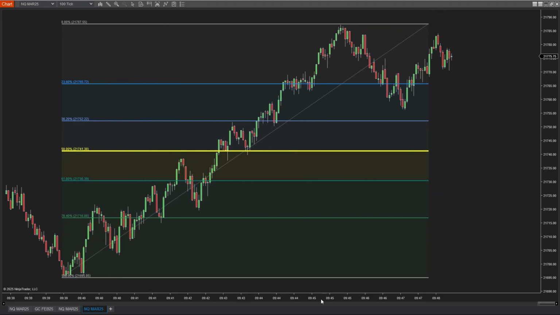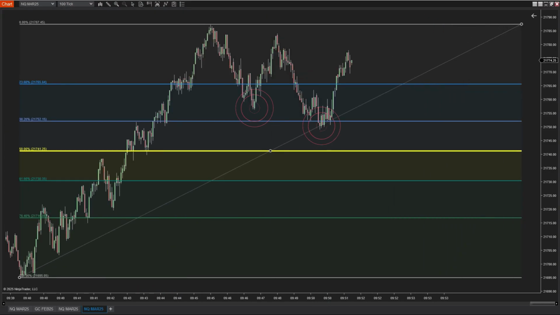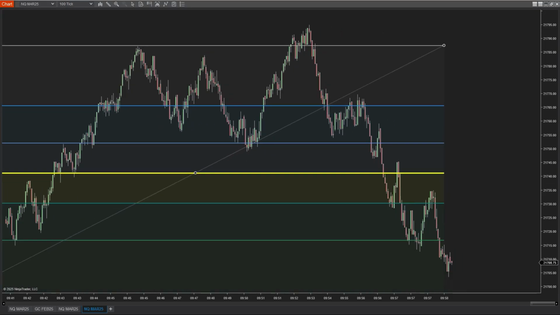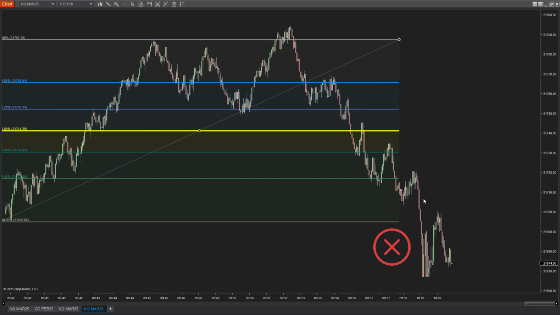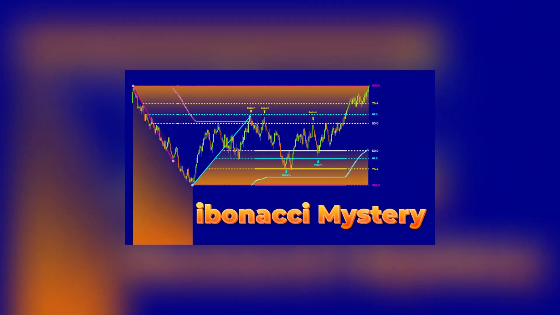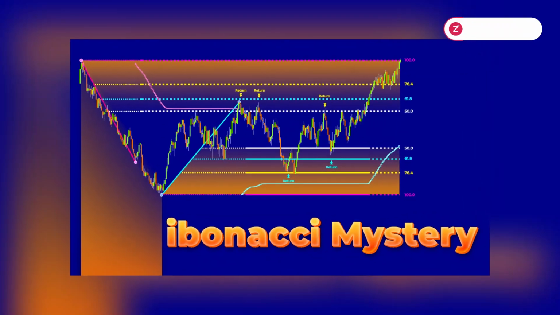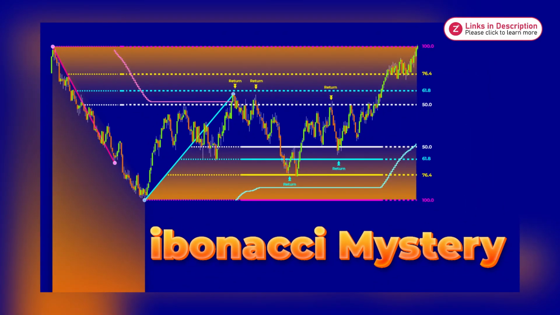Here's the real question. When is the right time to draw Fibonacci, and how can we pinpoint the best levels for it? This is a challenge for everyone, from newbies to seasoned pros. Because let's face it, sometimes Fibonacci feels more like a guessing game than a strategy. That's why I'm excited to introduce Fibonacci Mystery, an indicator that offers a smarter way to identify Fibonacci retracement.